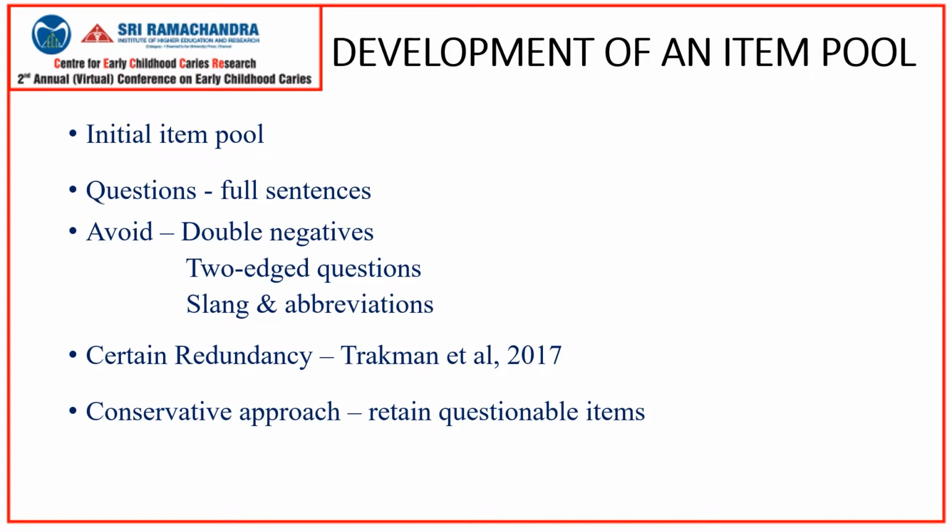So the second step was the development of an item pool for each of the constructs which were formulated in the first step. So an initial item pool was formed, and the questions were usually written as full sentences. Double negatives, two-edged questions, slangs and abbreviations were avoided. And as recommended by Trackman et al. in 2017, certain amount of redundancy was followed at this stage, so that questions can be removed at a later stage if needed. And a conservative approach was followed, to retain questionable items and not delete them at this stage.